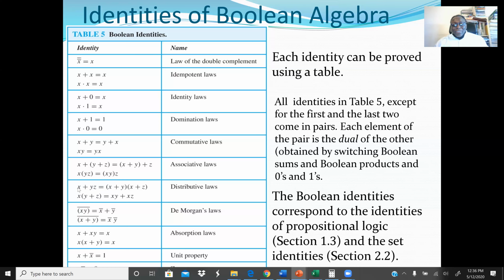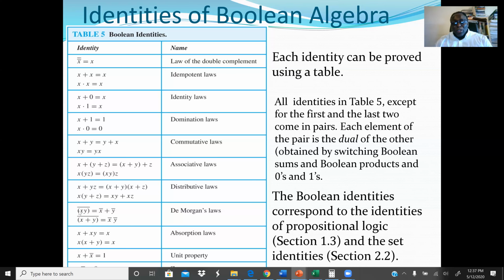Then we also have a distributive law, which is a little bit different from arithmetic operation. You see, we have X plus YZ. So this distribution will be X plus Y times X plus Z. So X plus YZ gives us X plus Y times X plus Z. Here it's the same as arithmetic operation concept. X times Y plus X times Z. The parentheses is multiplication.